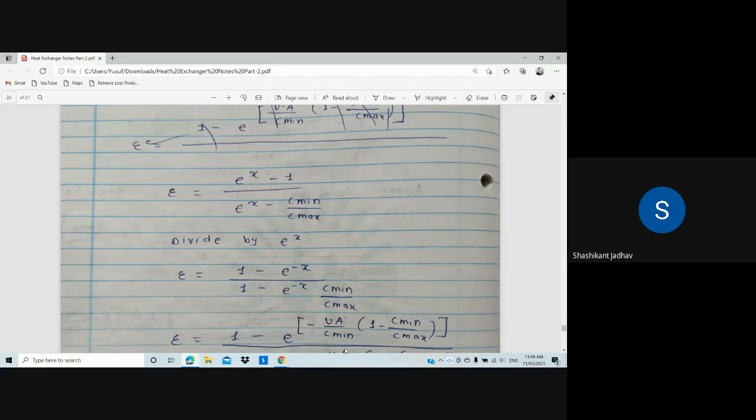Okay, so by dividing we get the equation as epsilon is equal to, write down that equation, 1 minus e raised to minus x divided by 1 minus e raised to minus x into C minimum upon C maximum.